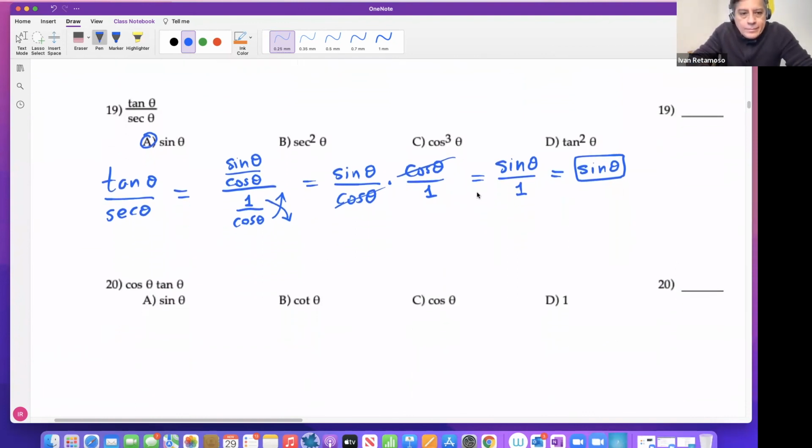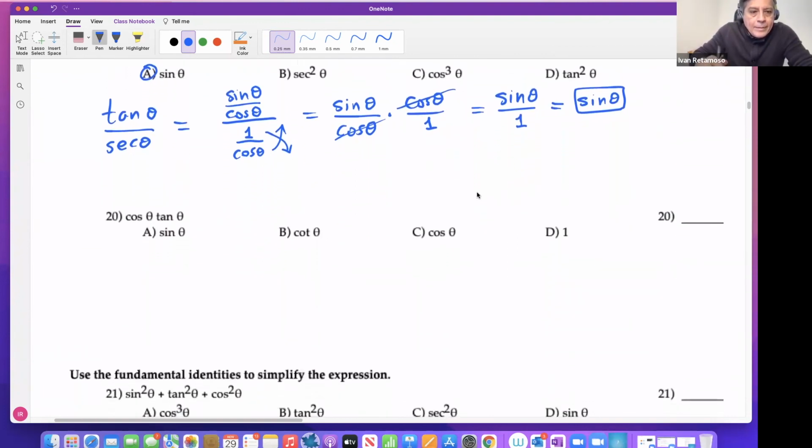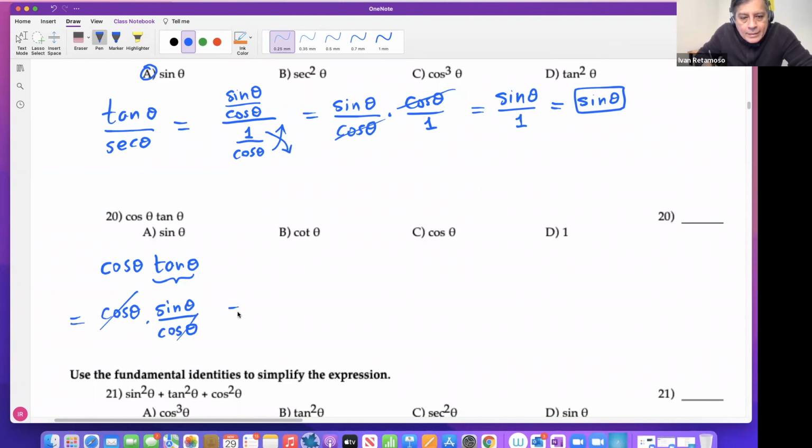Yeah, let's do this number 20. Simplify cosine of theta multiplied by tangent of theta. Again, when you see tangent of theta, think of the quotient identity. Tangent is the same as sine over cosine, right? So sine of theta divided by cosine of theta, eliminating cosine, final answer sine, just sine of theta, right? So this guy, 20. Very good.